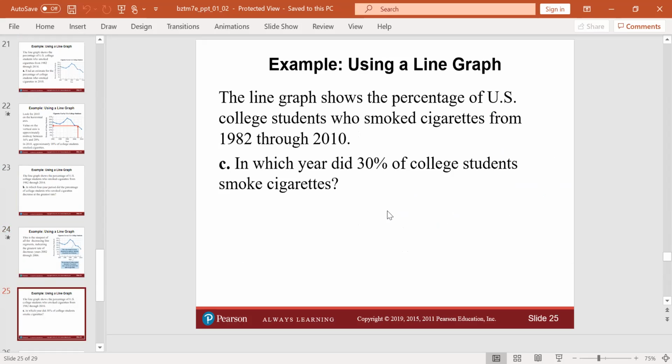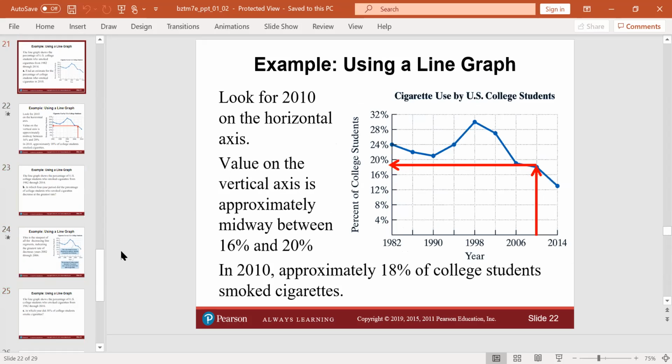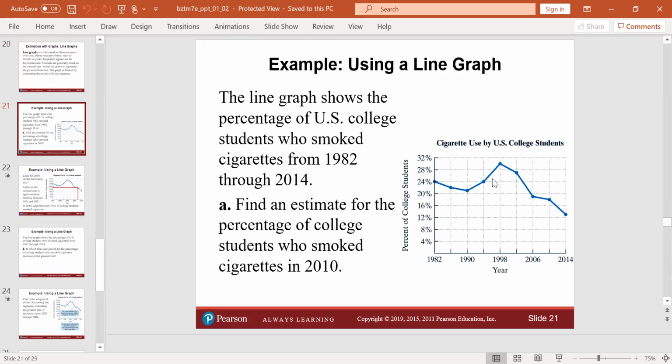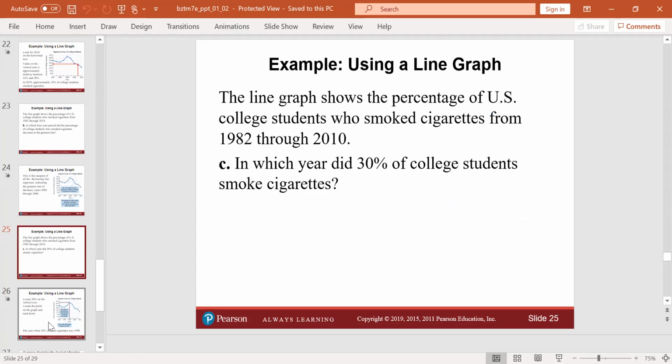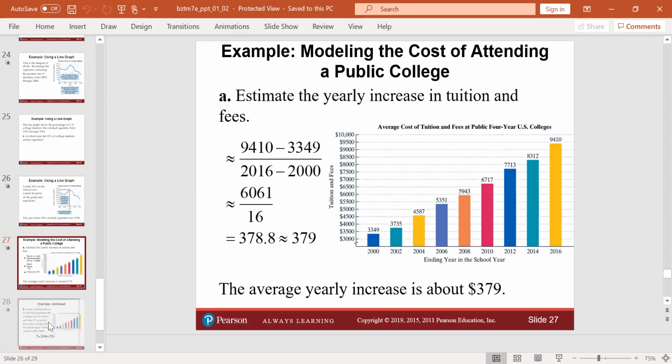In which year did 30% of college students smoke cigarettes? Well, go back to the graph. It looks like this is about 30% right here, and that would have been the year 1998. So I don't know what happened. The 90s, just everyone was smoking again. Maybe it's because they had a president who played the saxophone and people like to smoke cigarettes while playing the sax. I don't know. So yada, yada, yada.